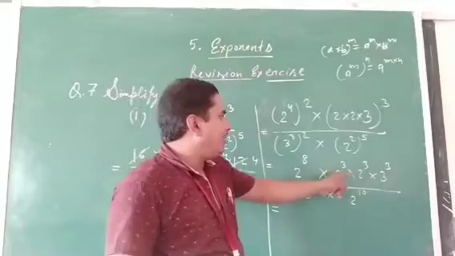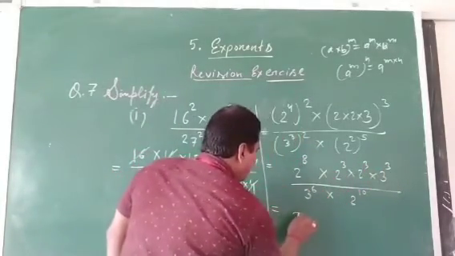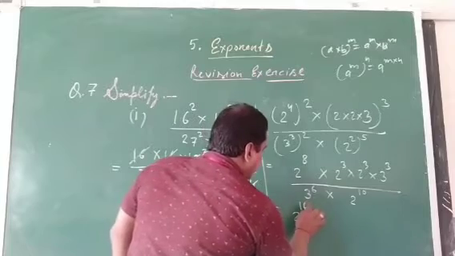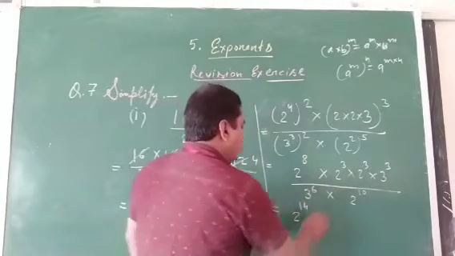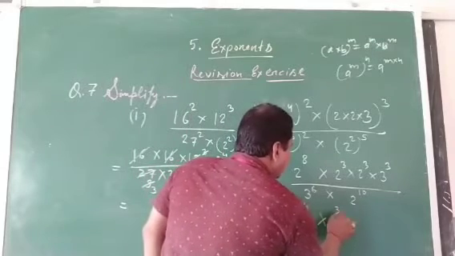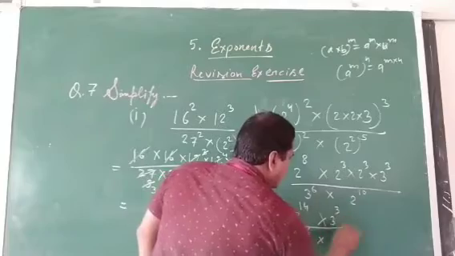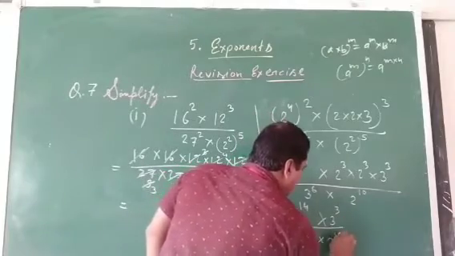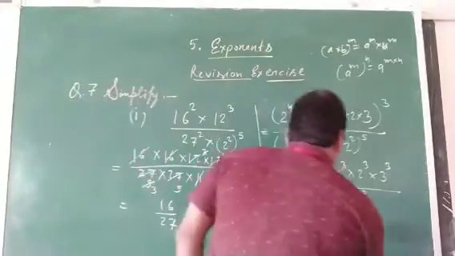Now again solve here. Base same, powers will be added. So 8 plus 3 plus 3, what? Sorry, 14. 8 plus 3 is 11, plus 3 is 14. So 2 to the power 14 into 3 to the power 3 upon 3 to the power 6, and here 2 to the power 10. So what will remain here?